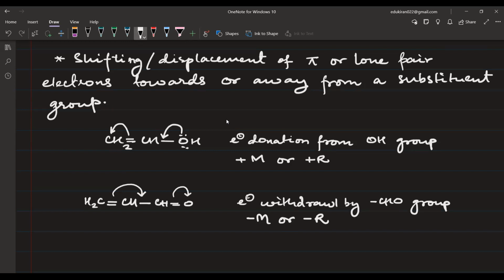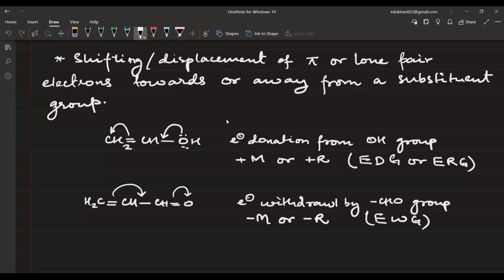And these types of groups which have plus M or plus R are known as EDG, electron donating group, or electron releasing group, ERG. And electron withdrawing groups are known as EWG. The groups which show minus M or minus R are known as electron withdrawing groups. The ones which show plus M or plus R are known as electron donating groups or electron releasing groups.